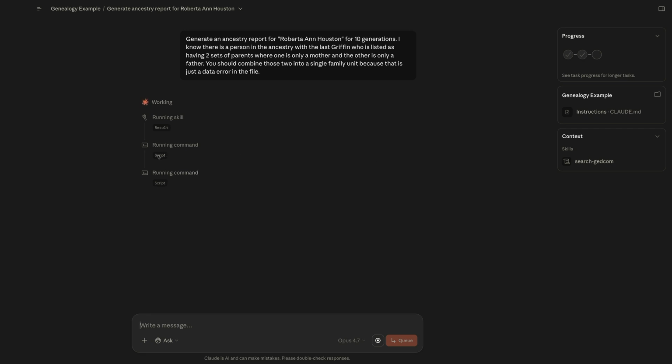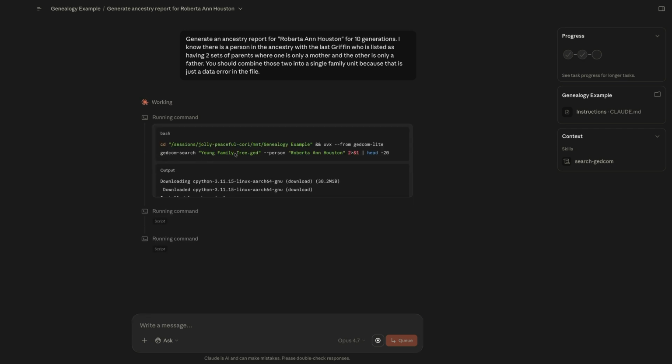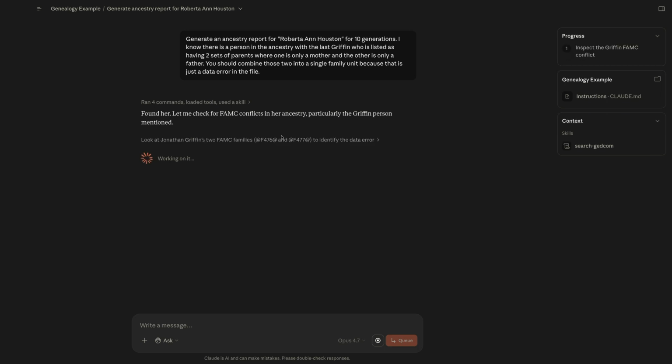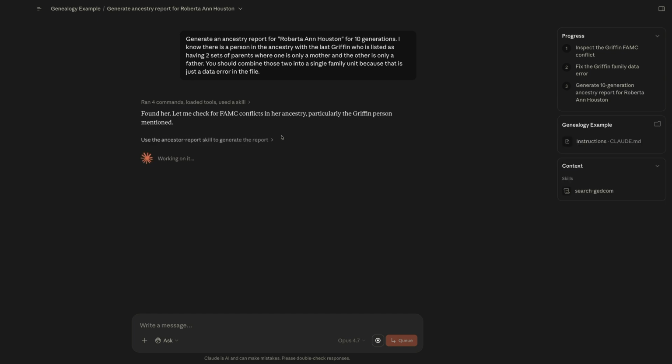If we look at one of the commands that's running here, you can see what it's doing. So it's searching GEDCOM for this person. Oh, it found them. And now it's looking for any family conflicts in the ancestry, particularly the Griffin person mentioned, and we'll see what it comes up with. It found the person. Jonathan Griffin has two family entries. So it'll combine those two into a single family unit.